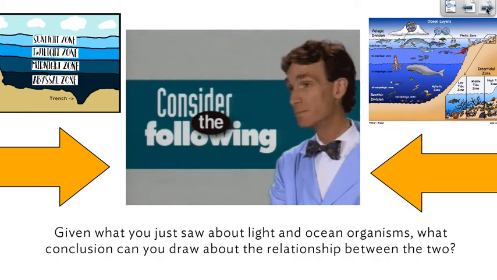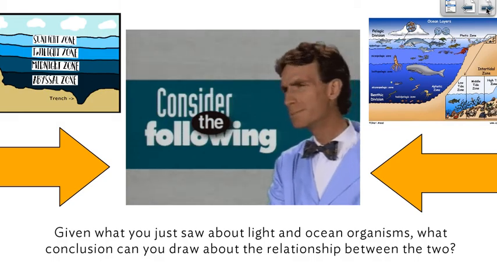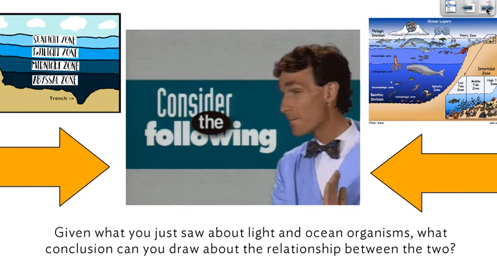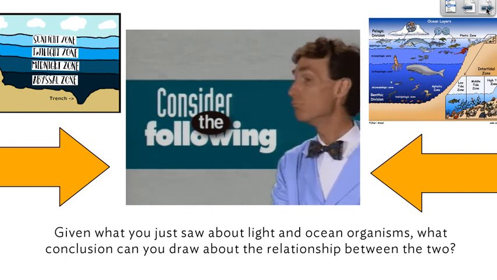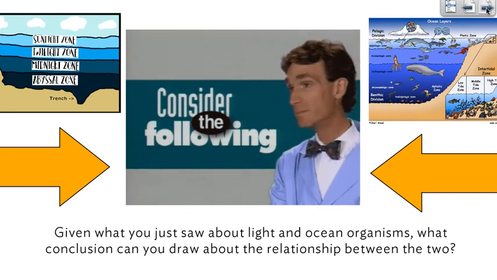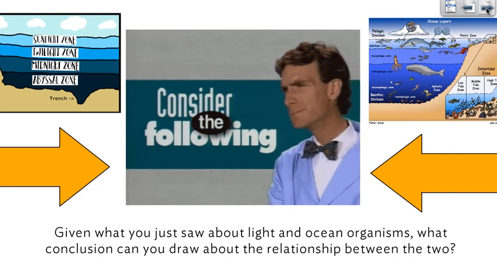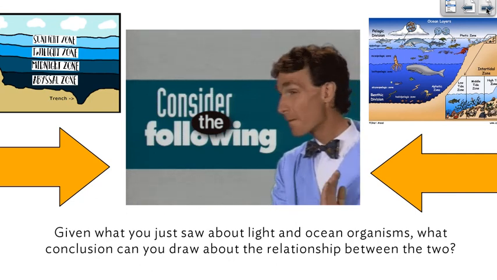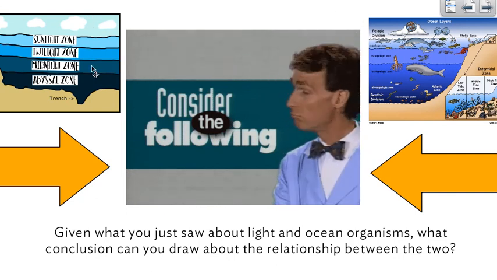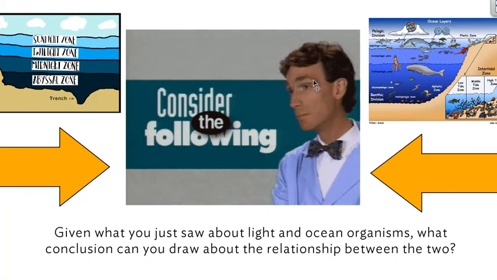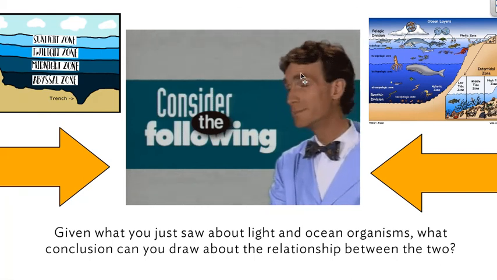I want you, given what we just saw about light and ocean organisms, what conclusion can you draw about the relationship between the two? So we kind of talked about the characteristics that change as you go deeper. So what can you deduce about these? All right, so consider the following.